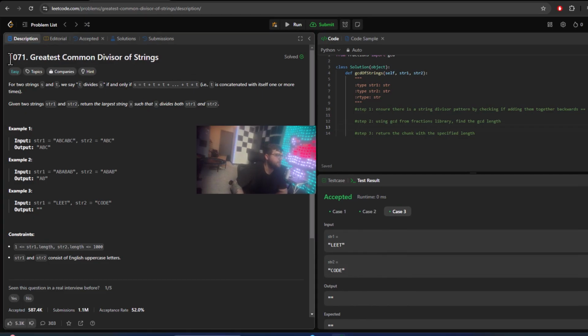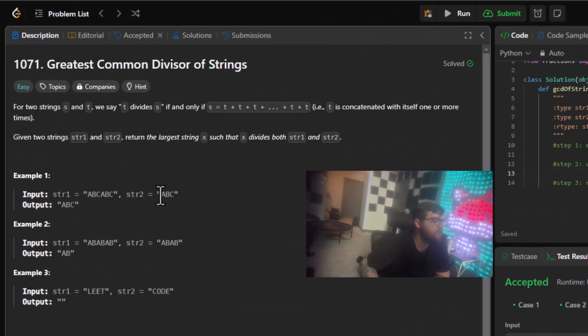Alright, let's get it going. It's question 1071, greatest common divisor of strings. So we're basically trying to find the greatest possible string that we can get that divides both of them.